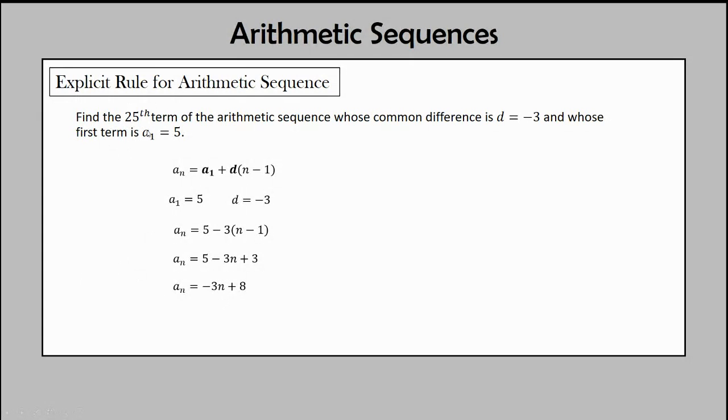Okay, now we've got to apply it. It says find the 25th term. So a sub n equals -3n plus 8 is our rule. For the 25th term, put 25 in place of the n's. -75 plus 8 is -67. So the 25th term in this arithmetic sequence is -67. All right.